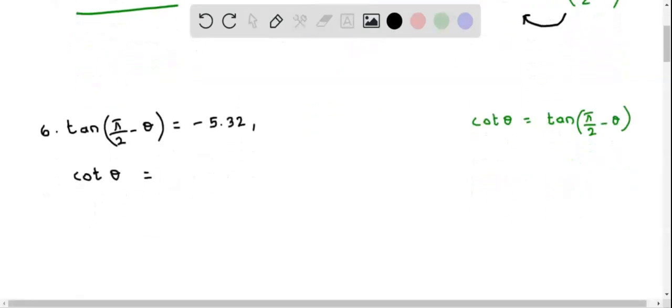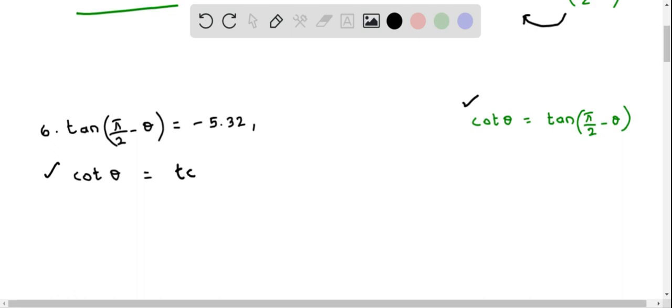Now let's do question 6. Here we are given tangent of pi by 2 minus theta equals negative 5.32, and we have to determine cotangent of theta. I'm going to use this trigonometric identity which says that cotangent of theta equals tangent of pi by 2 minus theta.